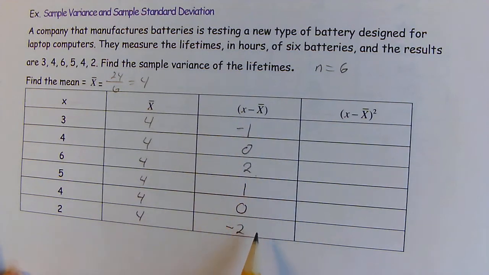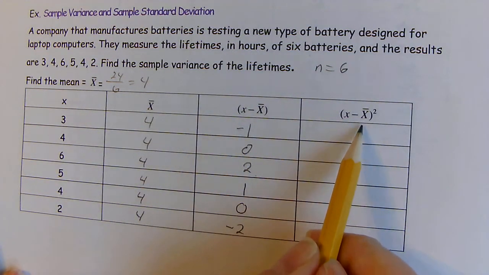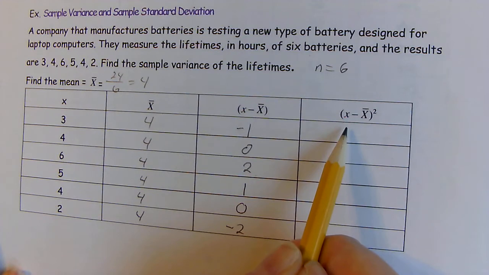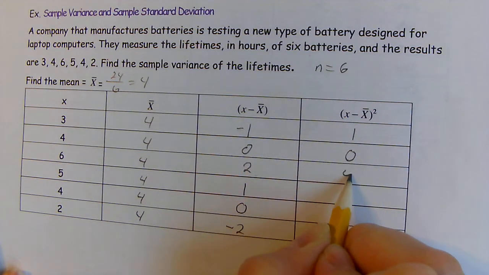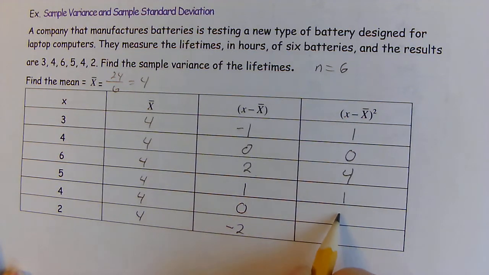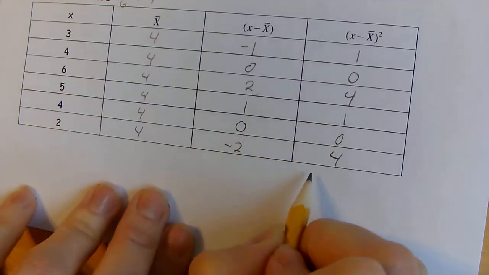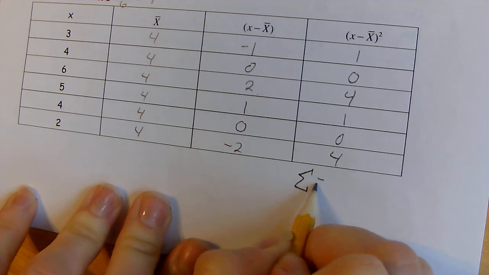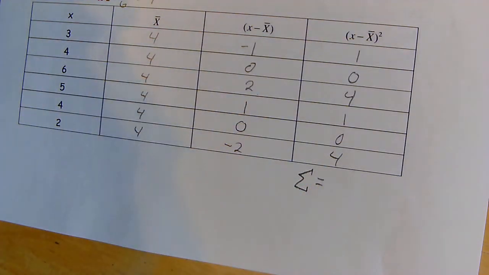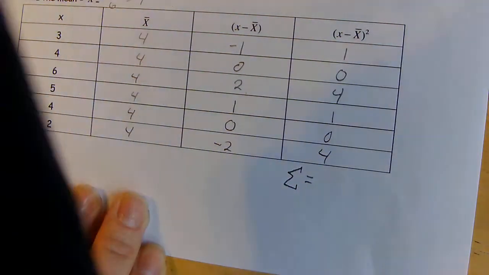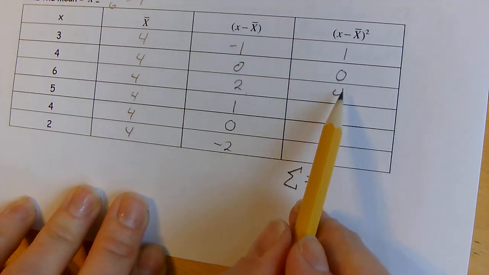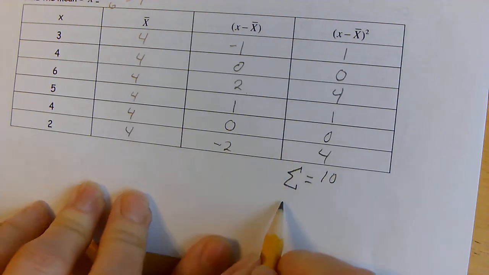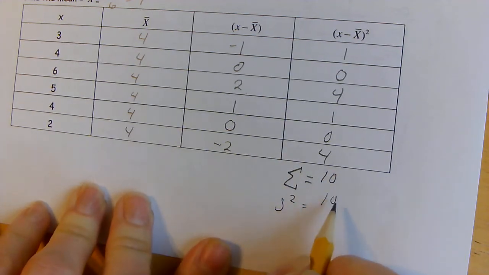Then, because I need to get rid of these negatives, I'm going to square this, so there should be no negatives in this column ever. So 1 squared is 1, 0 squared is 0, 2 squared is 4. And take the sum of that column. So it's going to be 4, 5, 6, 7, 8, 9, 10. So the sample variance is going to be 10 divided by 6 minus 1.